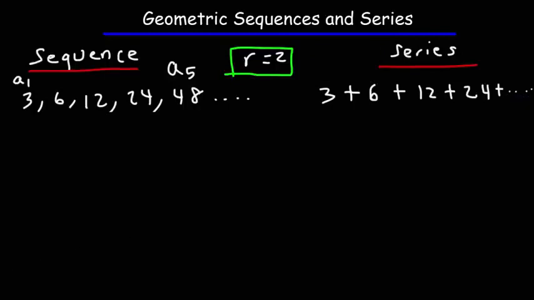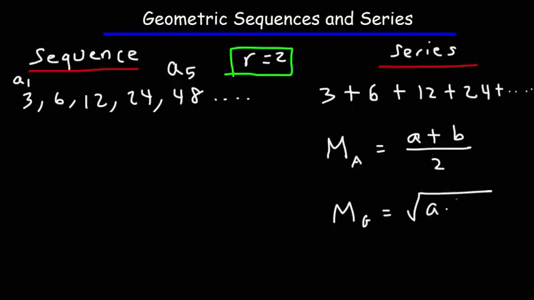Now the next thing we need to talk about is the arithmetic mean and the geometric mean. Let's call the arithmetic mean MA. The arithmetic mean is simply the average of two numbers. The geometric mean, let's call it MG, is the square root of the product of two numbers.